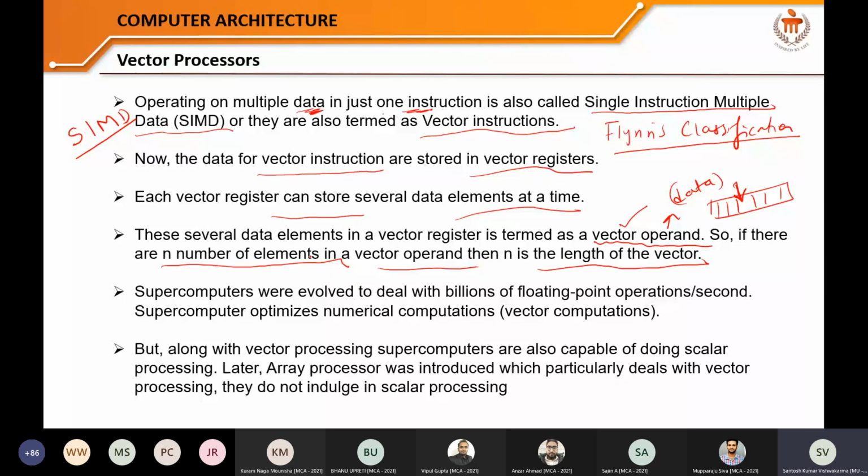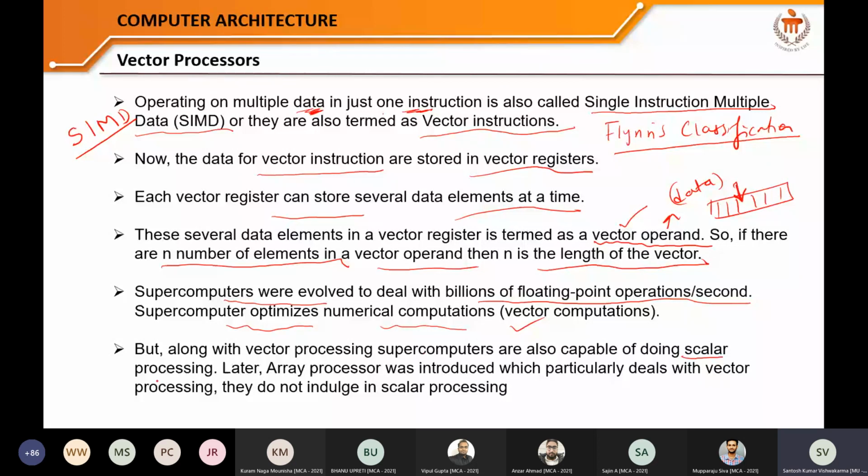All right. Now, supercomputers, as we have heard earlier, have these facilities of vector processing, but they also have n number of features. Let me give the example that supercomputers evolved to deal with billions of floating point operations per second. Supercomputers optimize numerical computations, that is vector computations, but along with vector processing, supercomputers are also capable of doing scalar processing. Okay, so that is a different area.